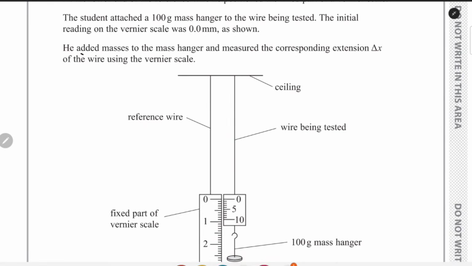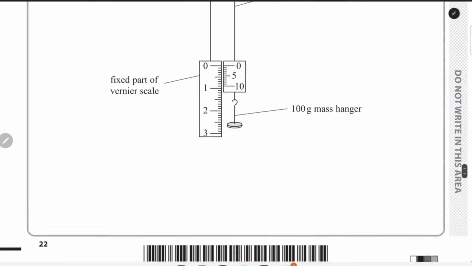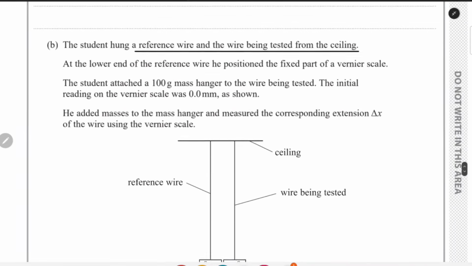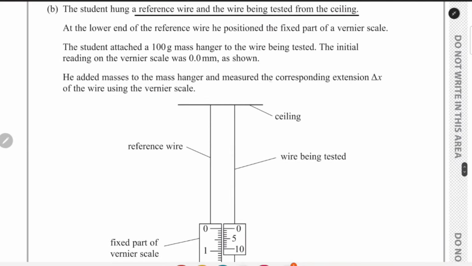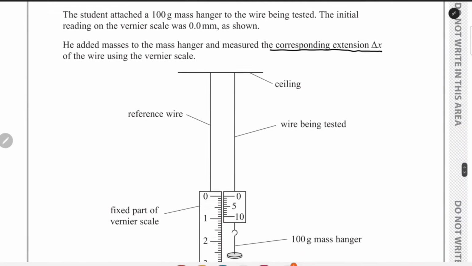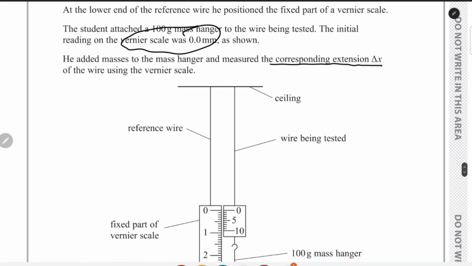He then added masses to the mass hanger, so this mass hanger over here, and measured the corresponding extension. The initial reading was 100 gram and 0.0 on the vernier scale, so this has no zero error.